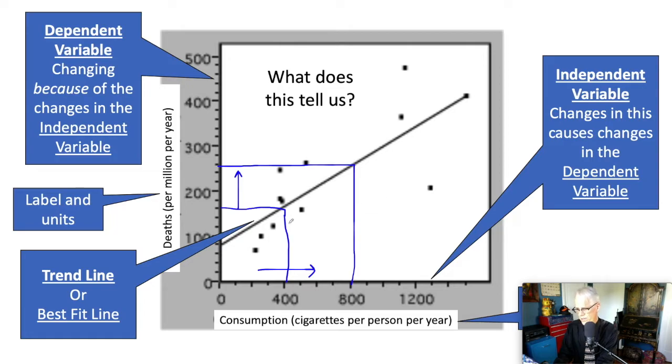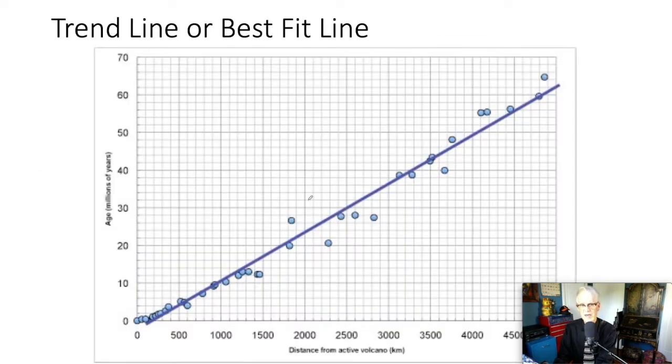Let's take another look at this idea of a trend line or best fit line. This is also a pretty good graph too. It has labels and units on both axes. It has a nice trend line. The data spread out over both axes. We're using all the space here. This is very nice. And notice what this line does is it shows us what the relationship is between the independent variable and the dependent variable.